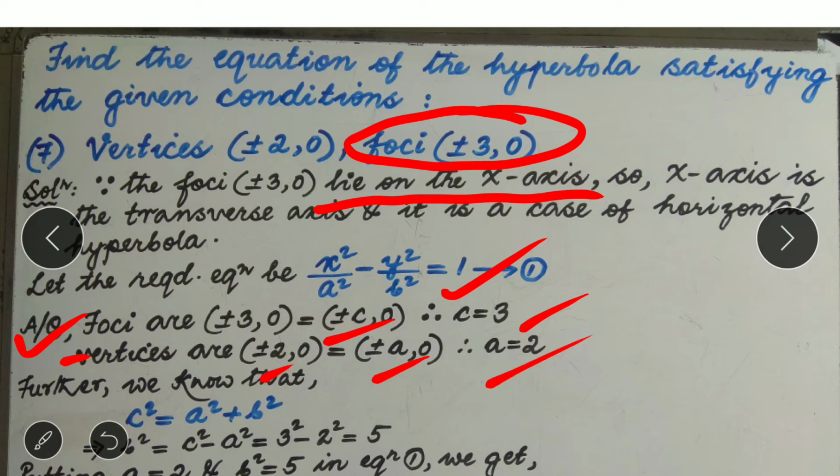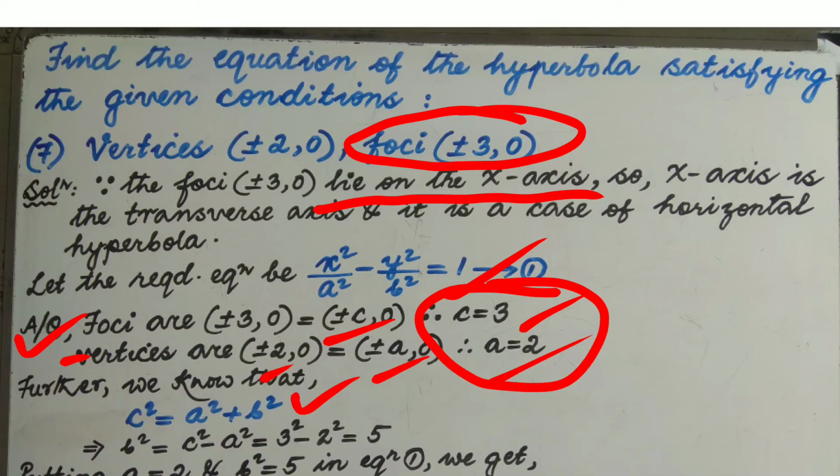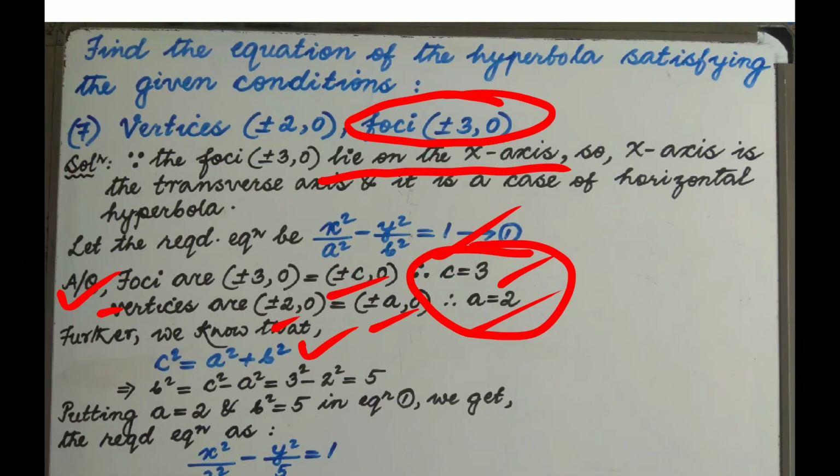Thereby, we get the value of a to be 2. Now, we have the value of c and a. Hence, we can calculate the value of b using the formula c square equals a square plus b square. Now, once we put the values of c and a, we find that the value of b square is 5. You can see b square equals c square minus a square.